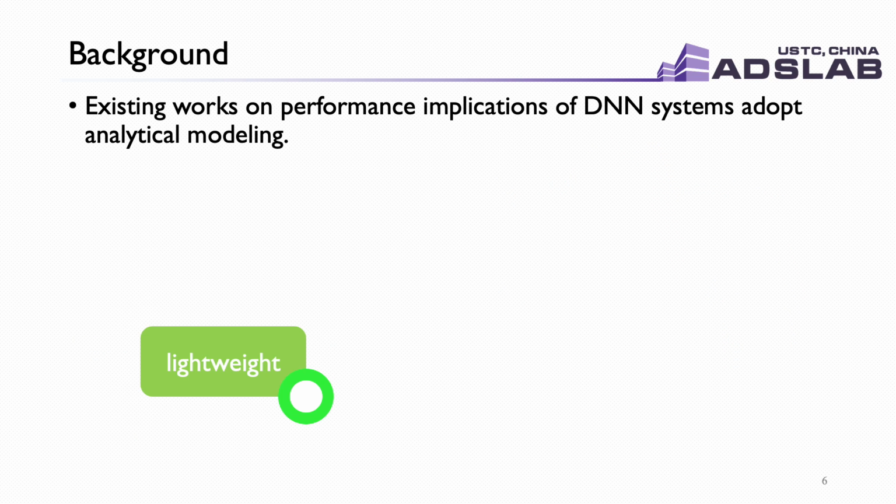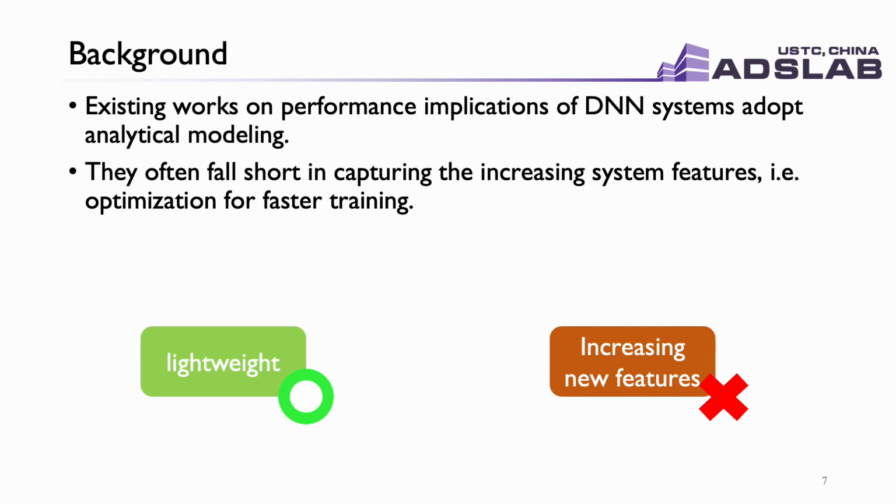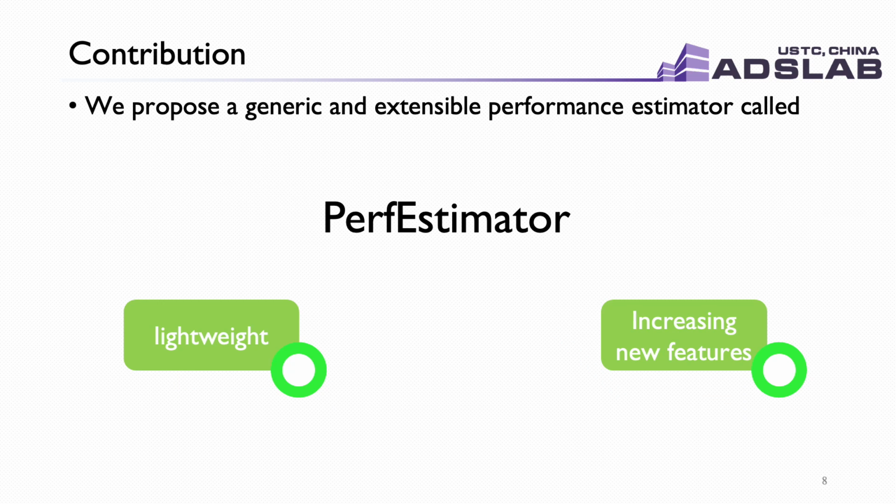Existing works on performance implications of DNN systems adopt analytical modeling, which is lightweight. However, they often fall short in capturing the increasing system features, like optimization for faster training. So, we propose a generic and extensible performance estimator called PerfEstimator, which is both lightweight and extensible to cover increasing new features.